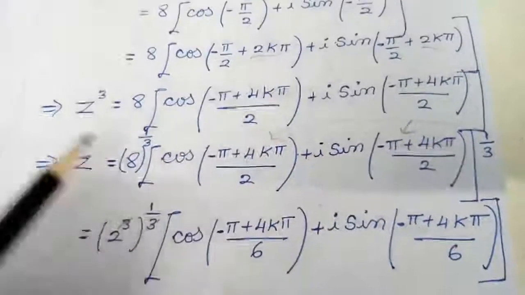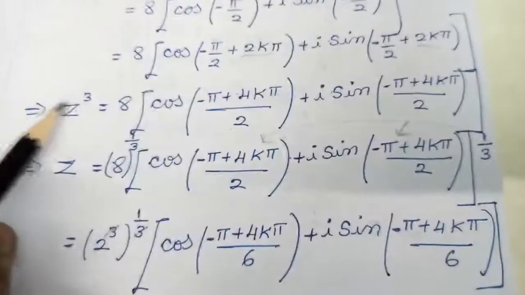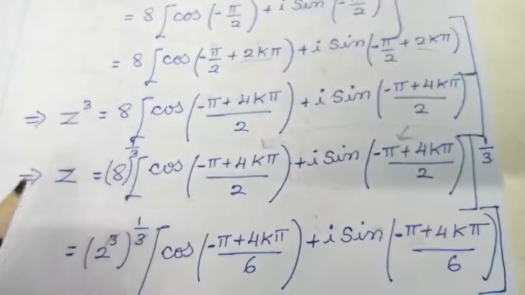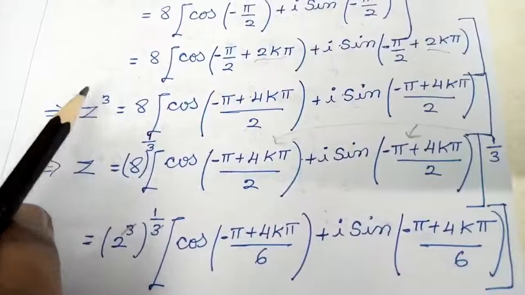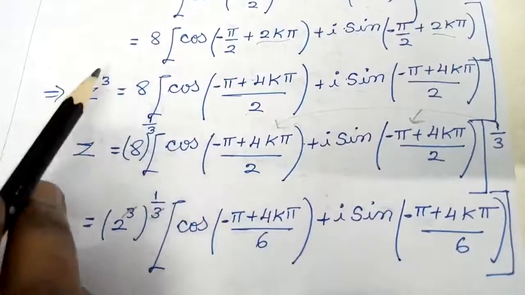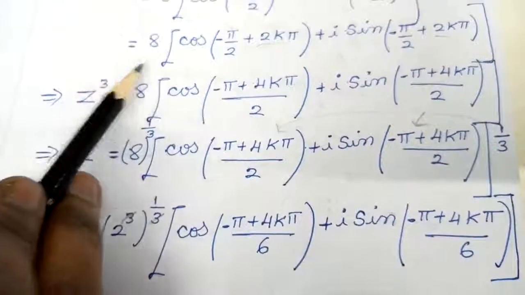Next, if you see your left hand side, z cube, z to the power 3. You have to be very careful. Z to the power 3, on the left hand side you have this term. So from left to right I am going to move only the power.